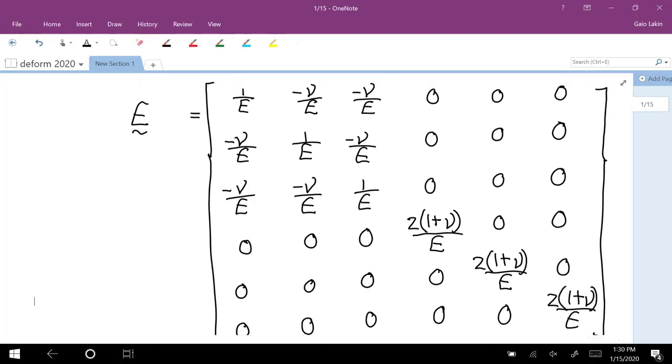There are materials where the matrix doesn't look like this. There are materials where you have 36 non-zero values, but most of the time you can make some reasonable assumptions that'll let you simplify it quite a bit.